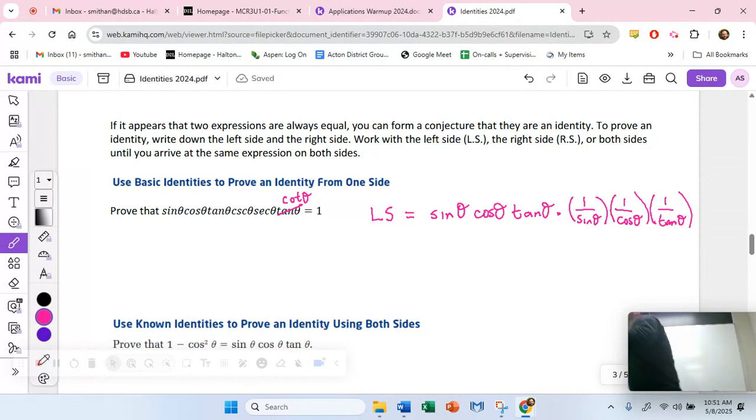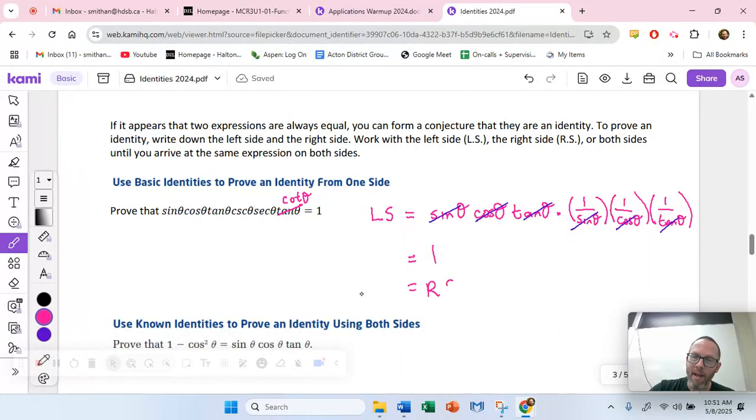And now we just use algebra skills from our earlier grades. Look, sine theta over sine theta, cosine theta over cosine theta, tangent over tangent, all of those things divide to 1. I'm just going to illustrate this by dividing all those out. They all divide to 1. And what you're left with is equal to 1. And this is equal to the right-hand side.